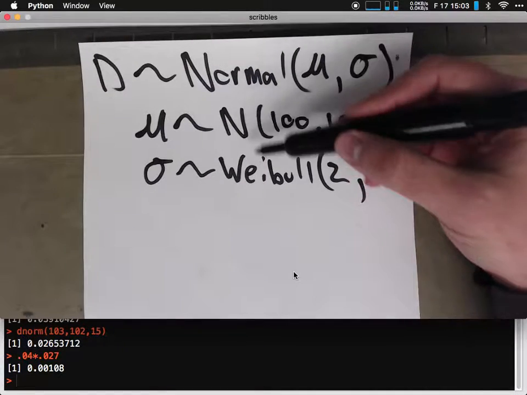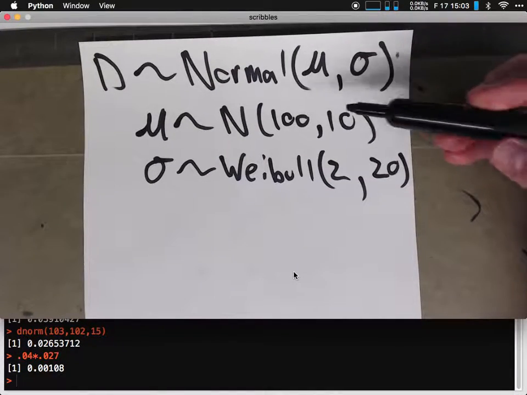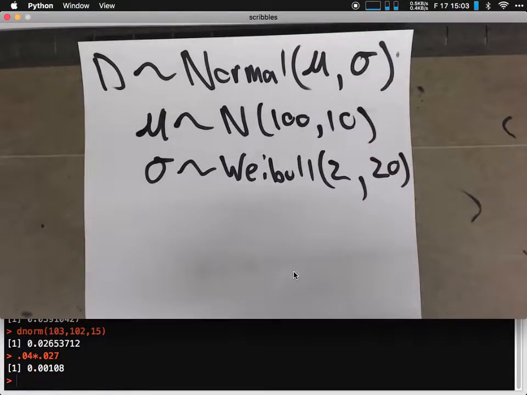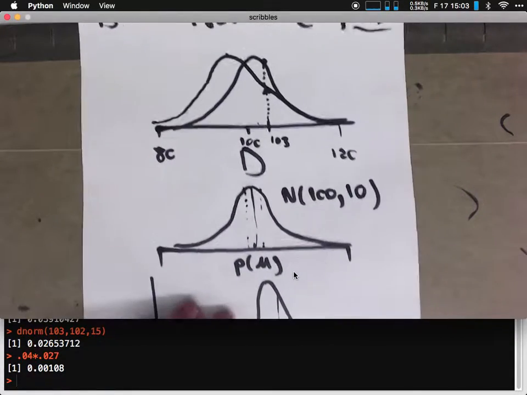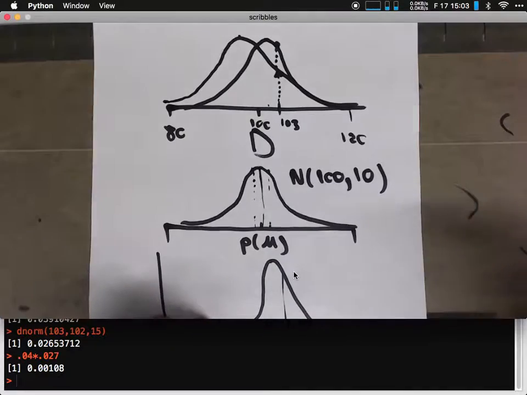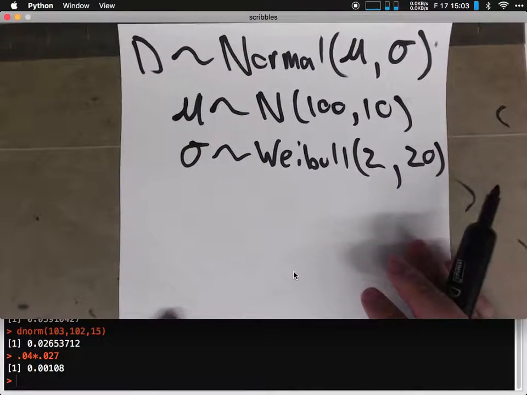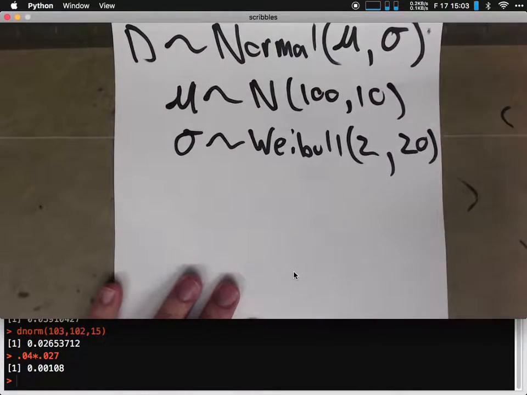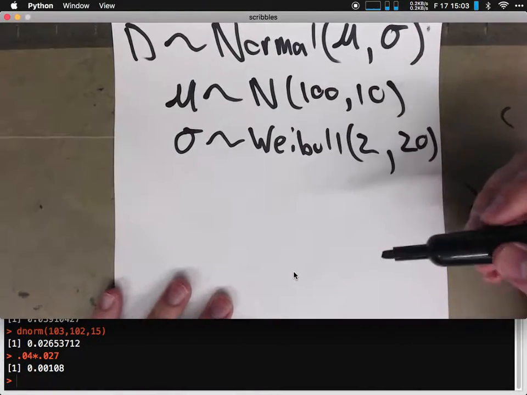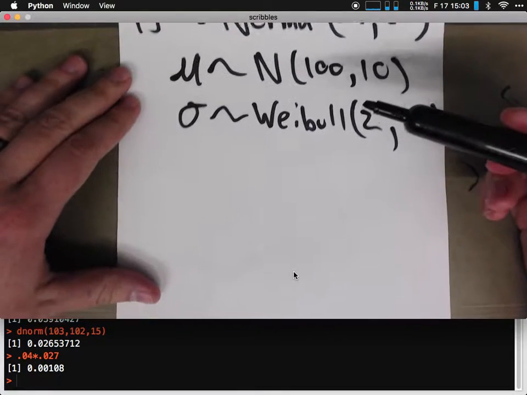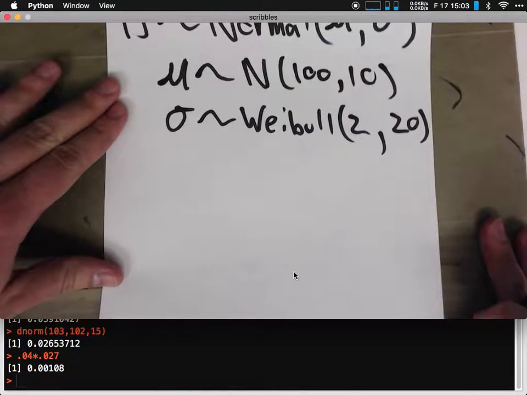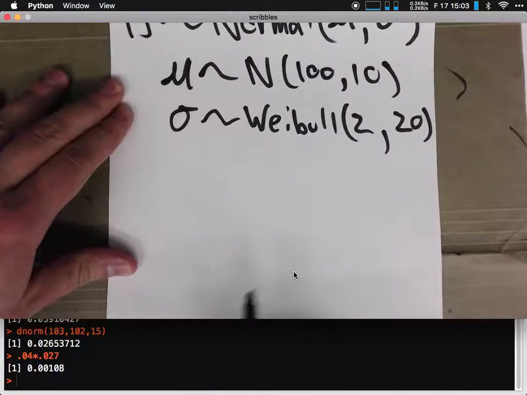So we'd have a prior for each one of these. And if you think about it, we were actually able to draw out our prior for mu, and we could draw out our prior for sigma. But in actuality, this model is expressing a two-dimensional surface.